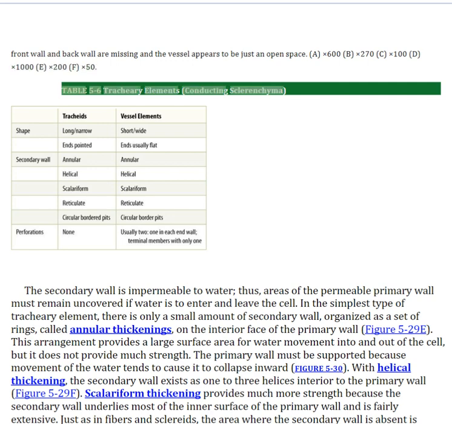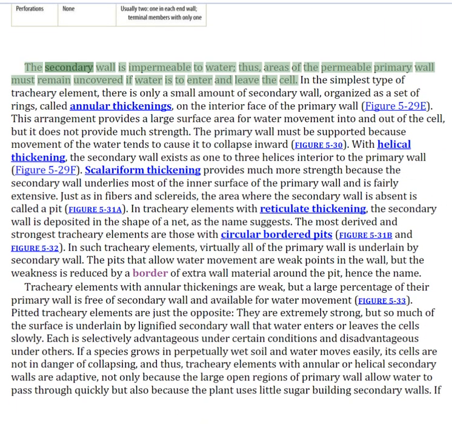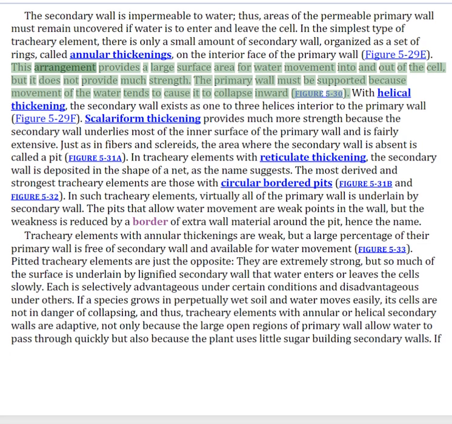Table 5.6: tracheary elements. The secondary wall is impermeable to water, thus areas of the permeable primary wall must remain uncovered if water is to enter and leave the cell. In the simplest type of tracheary element, there is only a small amount of secondary wall, organized as a set of rings, called annular thickenings, on the interior face of the primary wall.